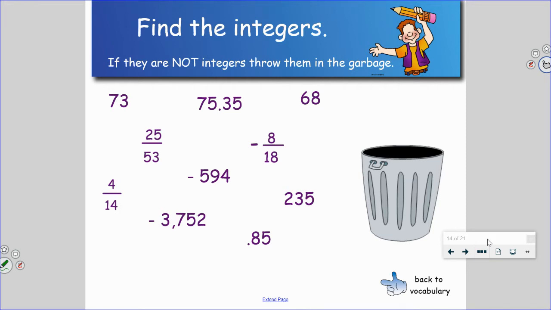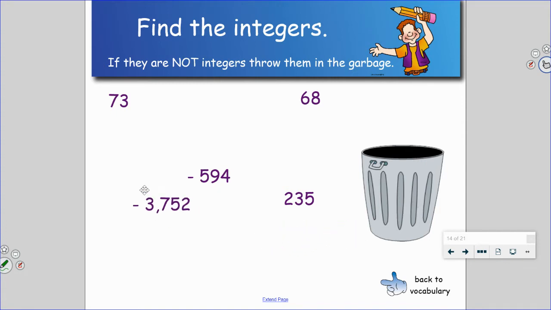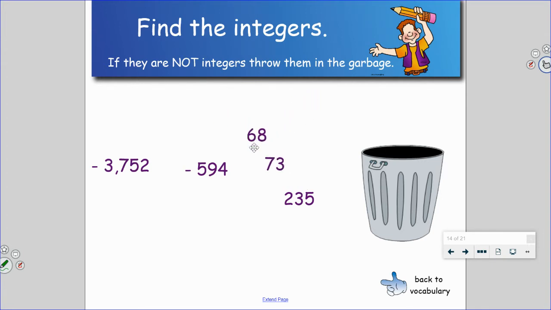So folks, I asked you to write down which are integers. Meanwhile, 75 and 3500ths is naught. After all, that had parts. Speaking of parts, -8/18ths and 25/53rds have parts. 4/14ths is also a piece, a portion, and 8500ths. Trash it. All of these numbers, positives, negatives, and so on, none of those numbers have parts, and so these were the integers.